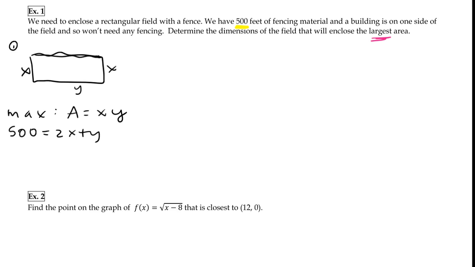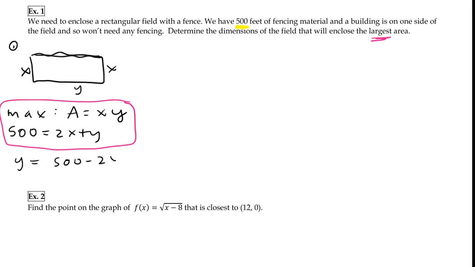Our goal now is to get this primary equation to get rid of one of its variables. We can do that by using our secondary equation, which is right here. I want you to solve this for whatever is easiest to solve for. I hope you can see it's easiest to solve for y. So y is 500 minus 2x.